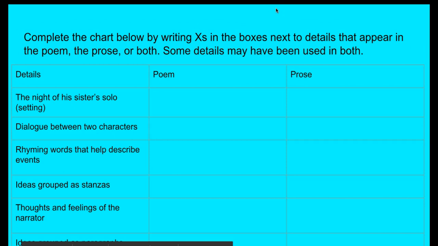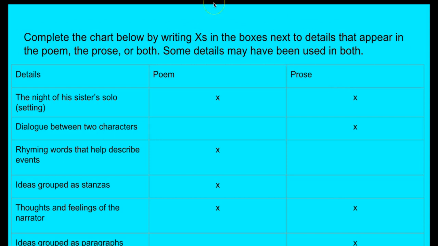After reading the poem and the prose piece, I want to complete the chart by writing X's in the boxes next to the details that appear in the poem, the prose, or both. Some details might have been used in both. The night of the sister's solo, the setting. Was it in the poem? Was it in the prose? Dialogue between the two characters. Fill that out. Rhyming words that help describe events. Ideas grouped as stanzas. Thoughts and feelings of the narrator. And ideas grouped as paragraphs.